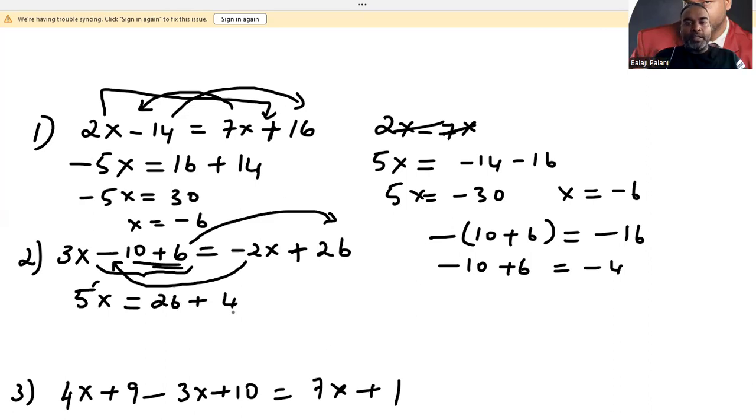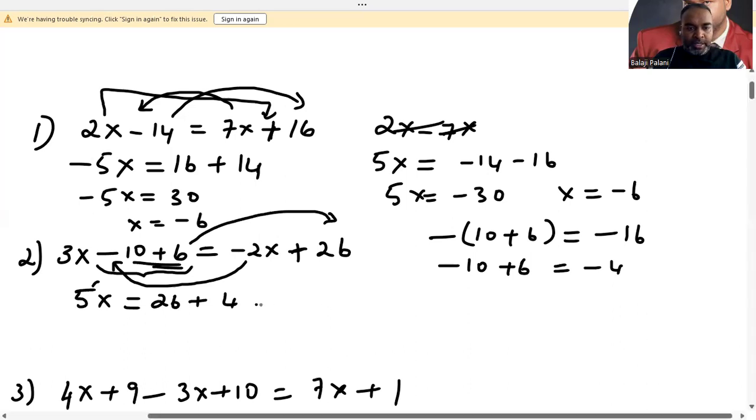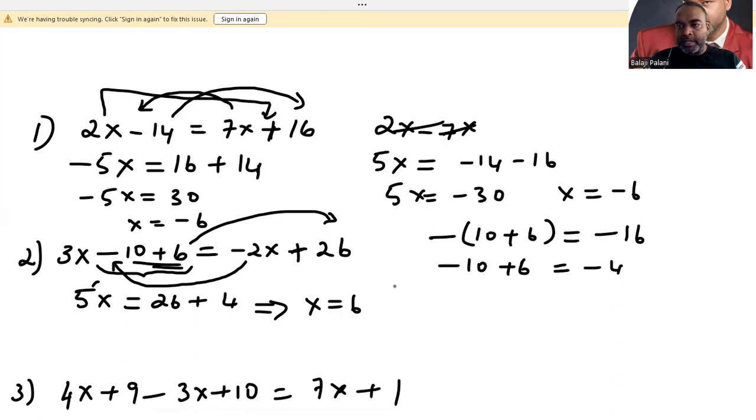And also you can write wherever you want on the same side. That doesn't matter, okay? So 5x is equal to 30 here, so x is again 6. This time it is plus 6 because of the equation, okay? So this is the second example.